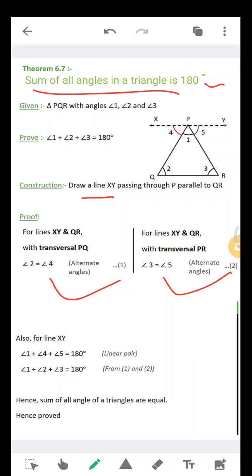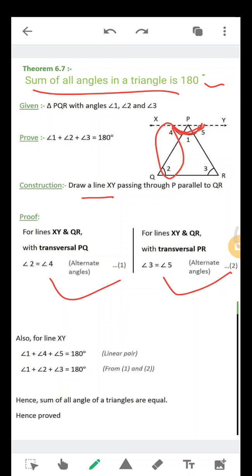Now from here I can say angle 1 plus 4 plus 5 is a linear pair. Okay, it gives you 180 degrees. 1 plus 4 plus 5 are angles on a line, so that gives you 180 degrees. In place of 4 I can write 2 because 4 and 2 are equal. In place of 5 I can write 3 because just now we said 5 and 3 are equal. So in place of 4 I wrote 2, in place of 5 I wrote 3 because they are equal.